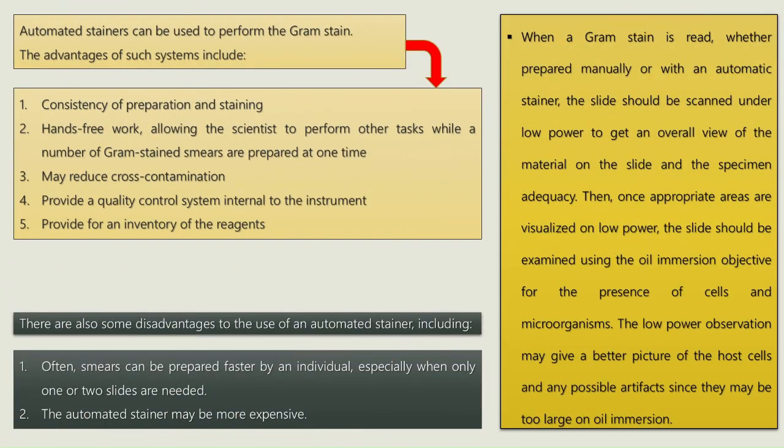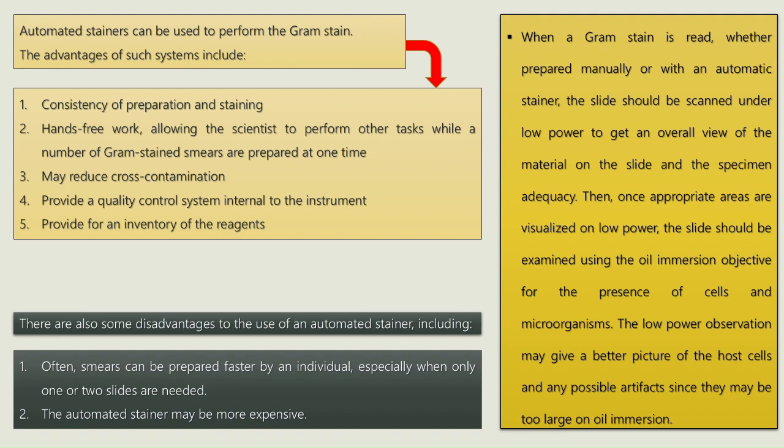Automated stainers can be used to perform the gram stain. The advantages of such systems include: 1. Consistency of preparation and staining. 2. Hands-free work, allowing the scientist to perform other tasks while a number of gram-stained smears are prepared at one time. 3. May reduce cross-contamination. 4. Provide a quality control system internal to the instrument. 5. Provide for an inventory of the reagents.